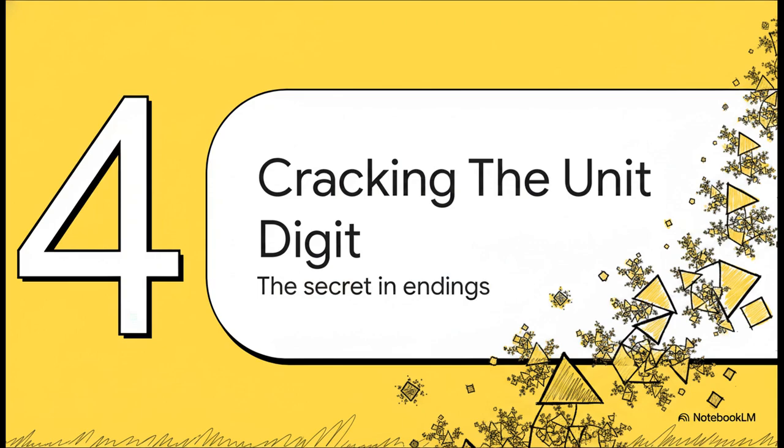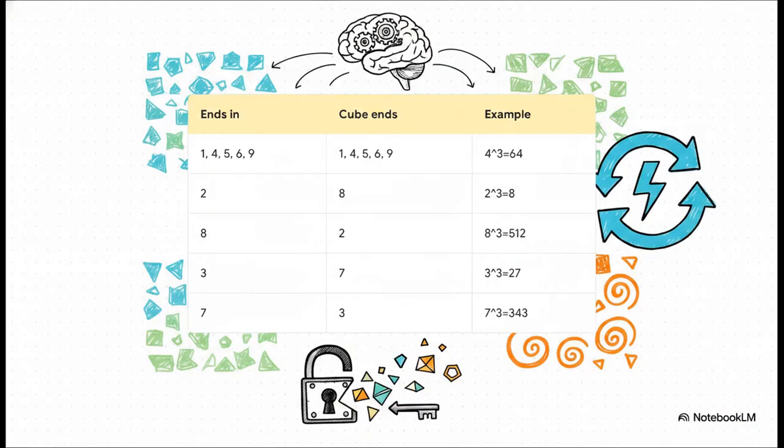All right, Section 4, cracking the unit digit. The secret is entirely in the endings. Step 2 is where the fractal pattern recognition really comes to life. This is from the bottom right of our source image, and it's how we find the second digit, the unit digit, of our answer. Most numbers end in the exact same digit as their cube. Notice that if your number ends in 1, 4, 5, 6, or 9, your cube root will end in that exact same number.